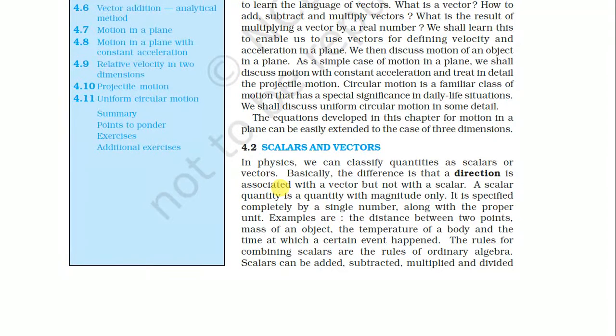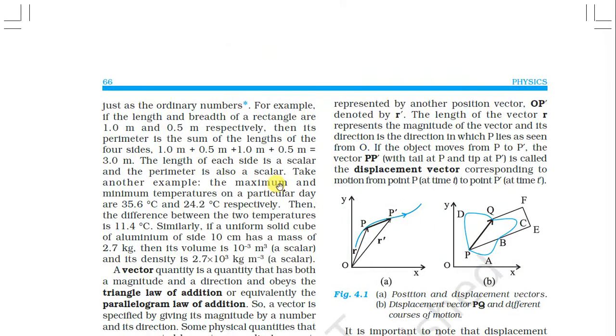Examples are: the distance between 2 points, the mass of an object, the temperature of a body, and the time at which a certain event happened. Thus, the rules for combining scalars are the rules of ordinary algebra. Scalars can be added, subtracted, multiplied, and divided, just like ordinary numbers.